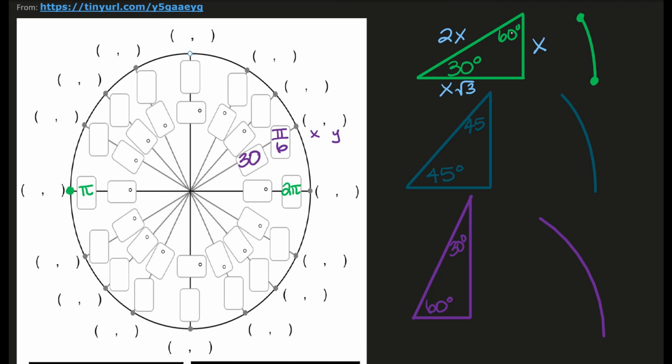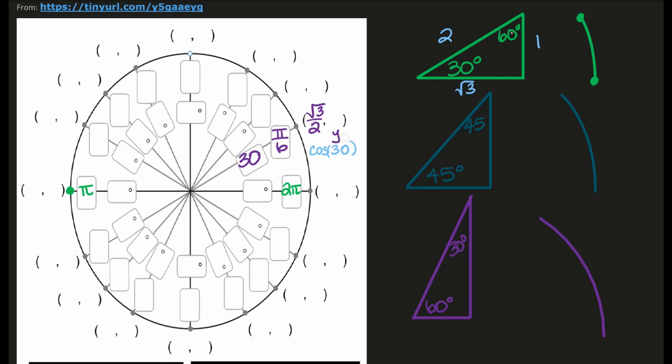Now, just for simplicity's sake, we're going to call X here 1. We're going to give it the easiest value to work with. So we're going to say this short leg here is 1, and then that makes our long leg root 3, and that would make our hypotenuse 2. Now, this X value here is going to be the cosine of 30 degrees, not theta. Cosine of 30 degrees. So if I look at my unit circle, cosine of 30 degrees would be the adjacent leg, root 3, over the hypotenuse. So that's why this initial coordinate has a value of root 3 over 2.